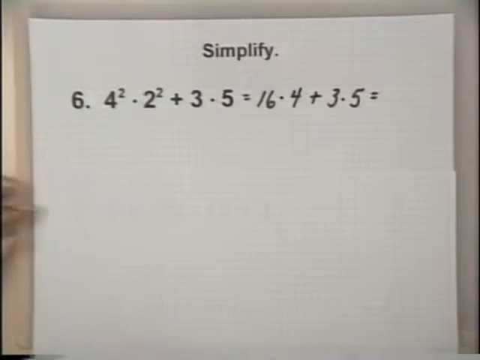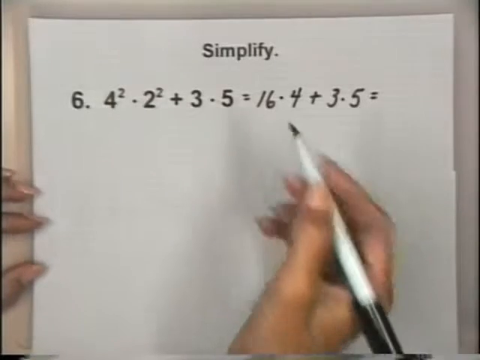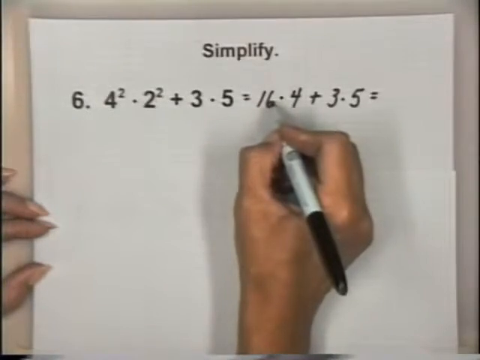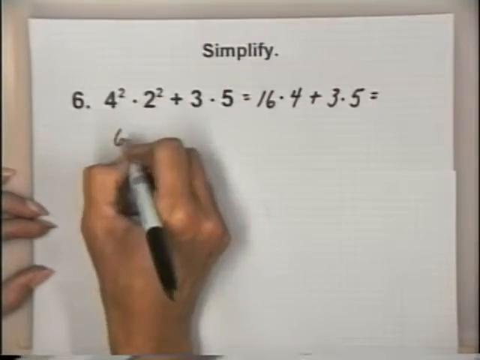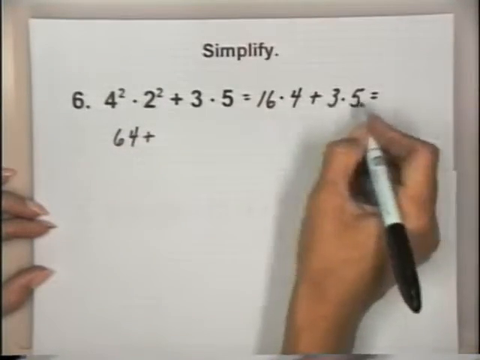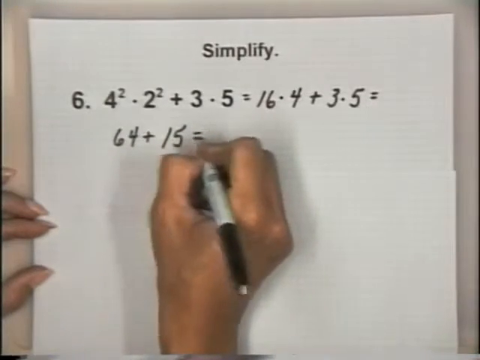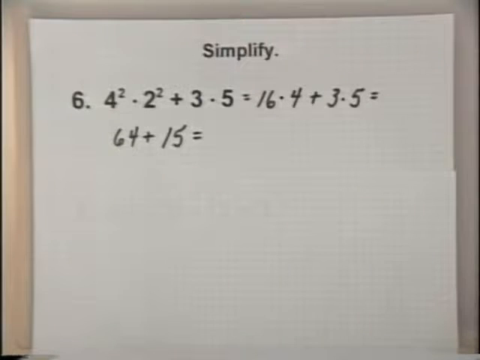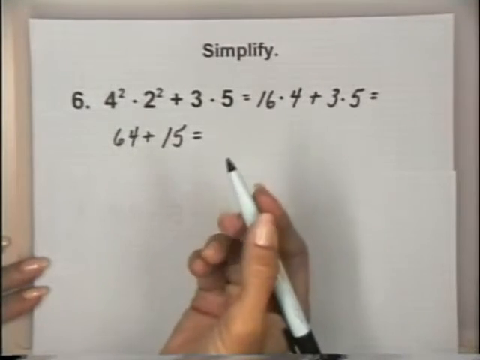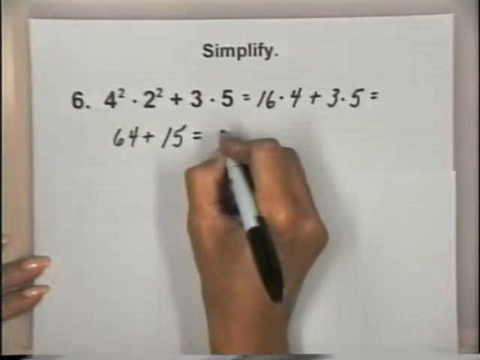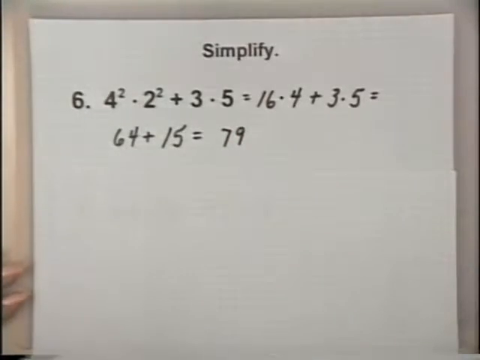Let's go through and take care of multiplication and division, moving from left to right as it occurs. 16 times 4 gives us 64, plus 3 times 5 gives us 15. Since we've taken care of all the multiplication, we're left to add 64 to 15, and we get 79.